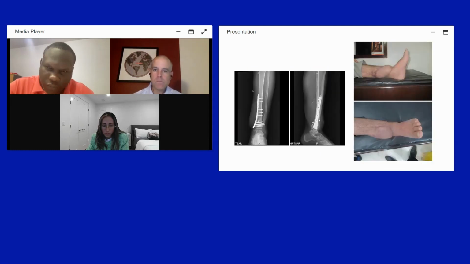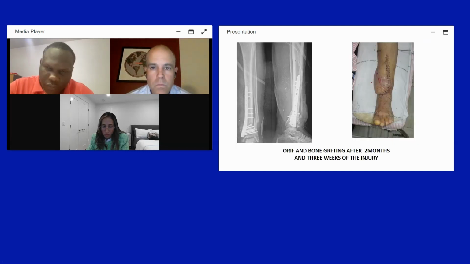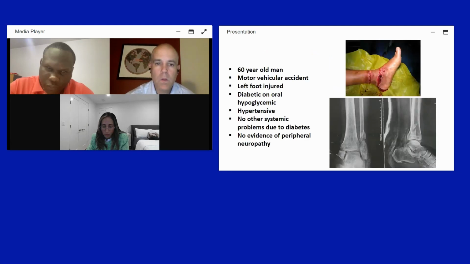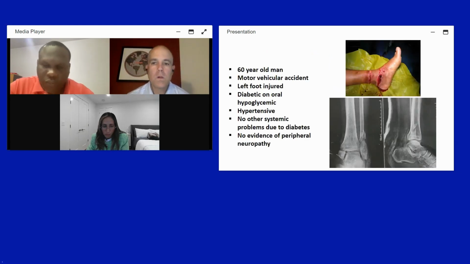Sorry, this is the result we could get in this patient. There is some jumbling of the slides, so I'm going back to this patient. He is a 60-year-old male, again a motor vehicle accident, with a transverse wound. He is a diabetic, but has no other systemic problems.